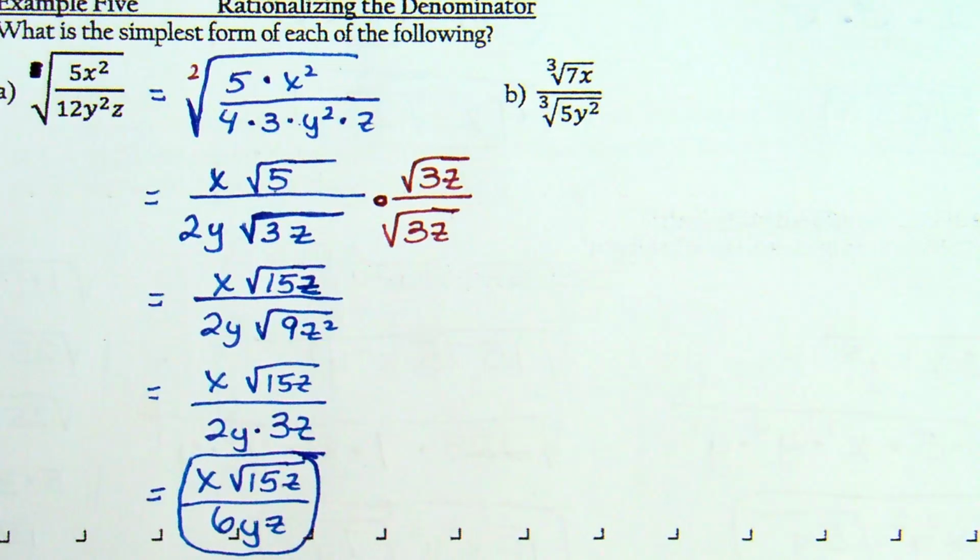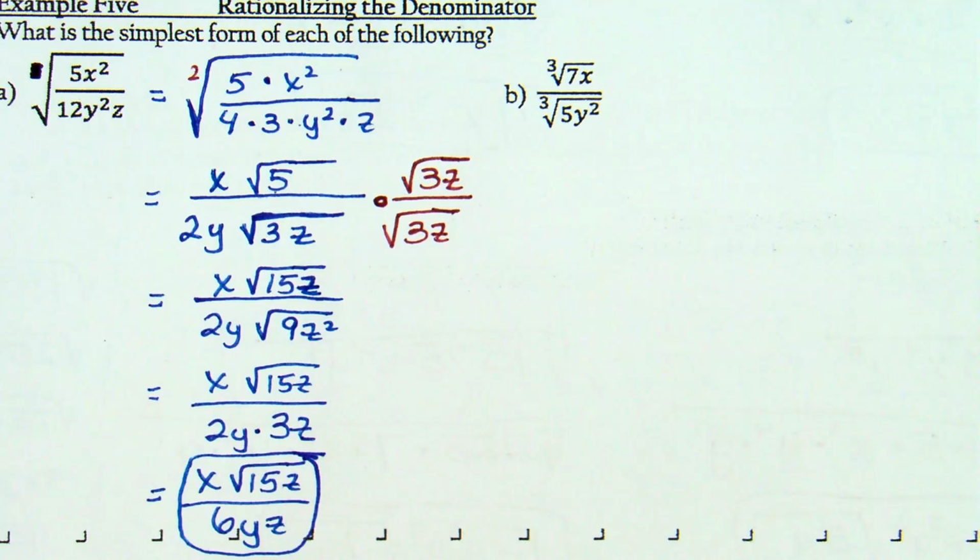Okay. One more. Now, this one I'm leaving as cube roots to work with it. And honestly, I think most of your homework is square roots when you're rationalizing. So that makes it a little bit better, but it's still good to talk about cube roots here. So, cube root of 7x over cube root of 5y squared.